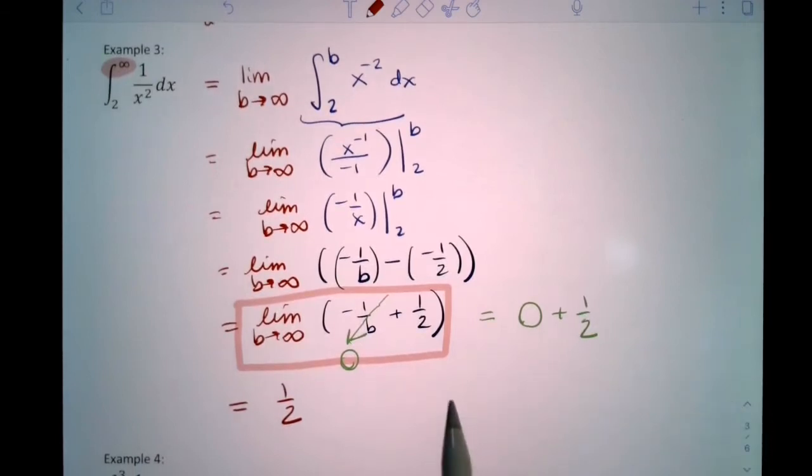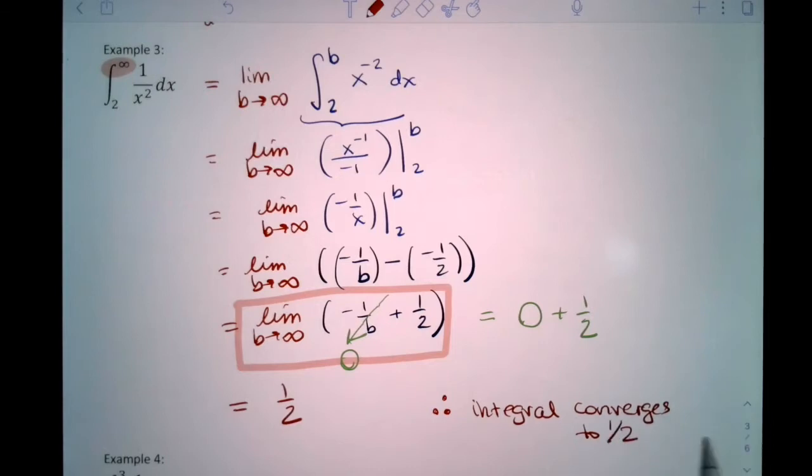What I'm going to say is, these 3 dots means therefore, this integral converges to the value of 1/2. Okay? We don't want to say that the integral equals 1/2, it's converging to 1/2.